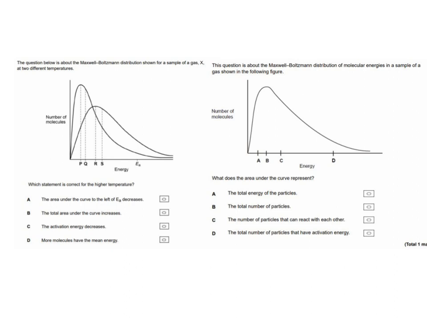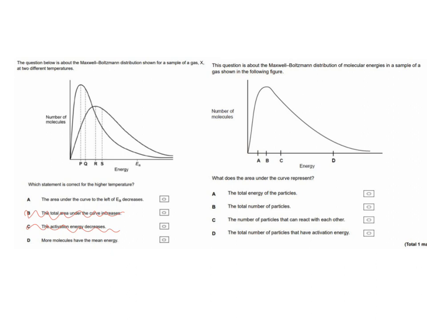Okay, so there's some that we can discredit very quickly. We know that the total area under the curve is going to be the same, so that one isn't true. And we know that the activation energy is still in the same place, so that one isn't true. So now we've got this decision. The area under the curve to the left of the activation energy decreases, or more molecules have the mean energy. What do you guys think? Let's take a moment to think about it. Have a few seconds to think about it if you haven't done these questions already, and then we'll go through it. Okay, that should be enough time.